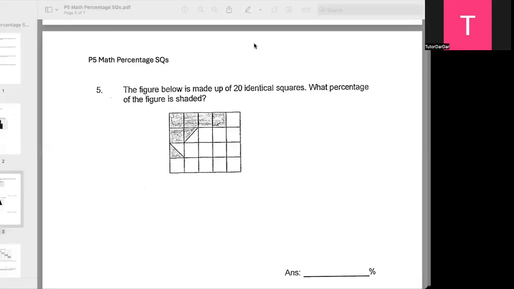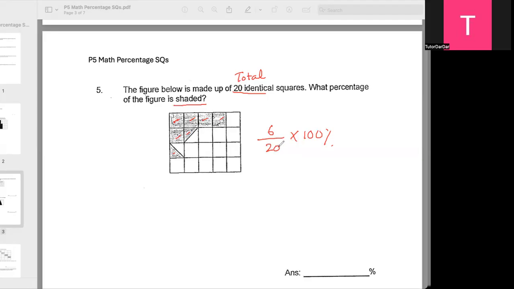The figure below is made up of 20 identical squares. What percentage of the figure is shaded? So these 20 identical squares are the total. So we will be putting 20 as the denominator. What percentage of the figure is shaded? So we need to count how many are shaded. Okay, so 1, 2, 3, 4, 5. And these 2 halves added together become 1, right? So it's total 6. So 6 over 20 multiplied by 100%.